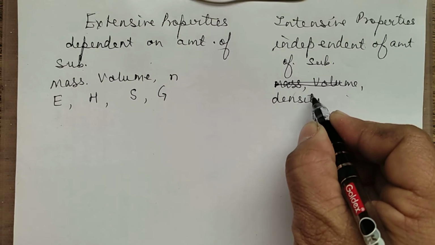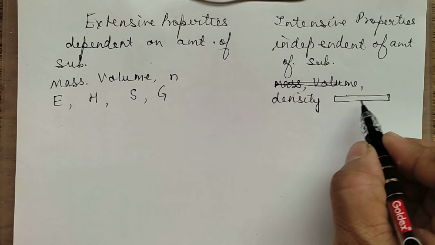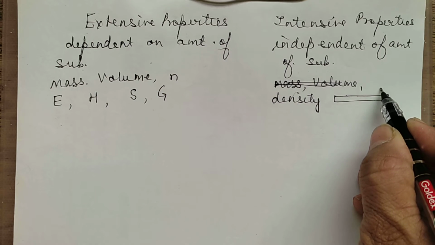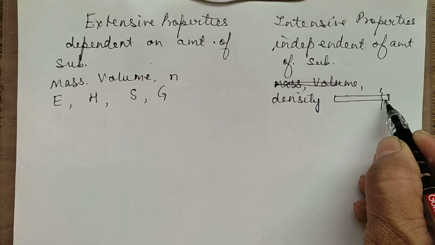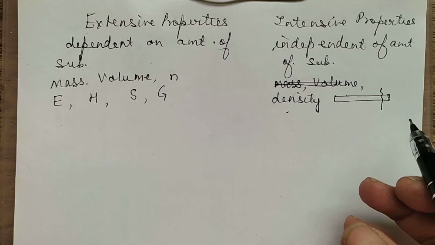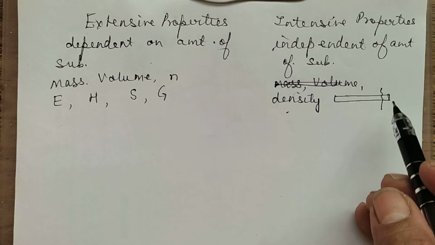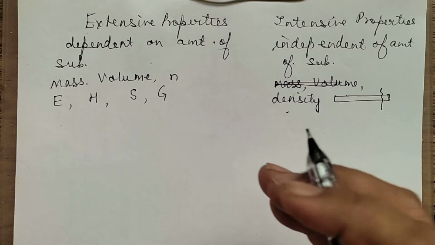Now suppose you take this much iron piece. You find the density of this. You take a small part of it and measure the density. Then also the density of the iron rod will remain the same. It will not reduce if you are reducing the amount.